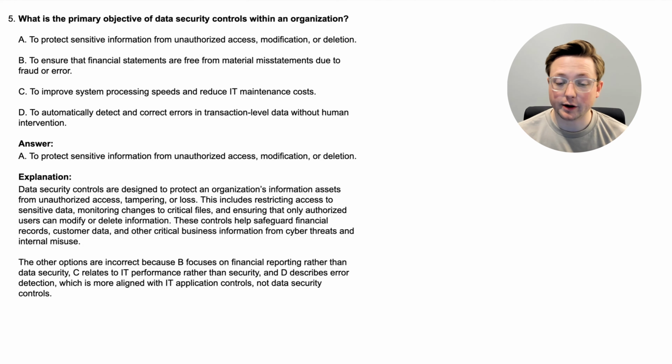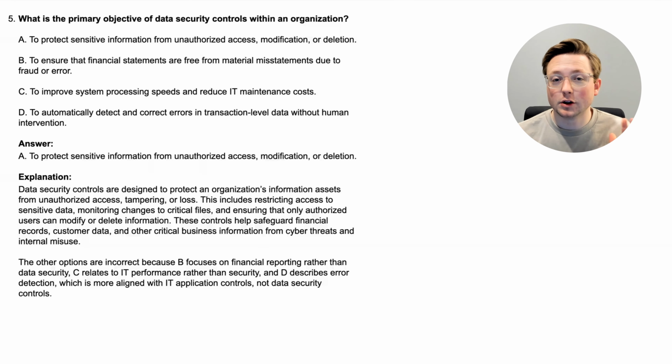The other options are incorrect because B focuses on financial reporting rather than data security, C relates to IT performance rather than security, and D describes error detection, which is more aligned with IT application controls, not data security controls. So data security controls have to do with IT controls, and this is something that it will be helpful for you to understand. Remember, again, the idea here is to protect information.